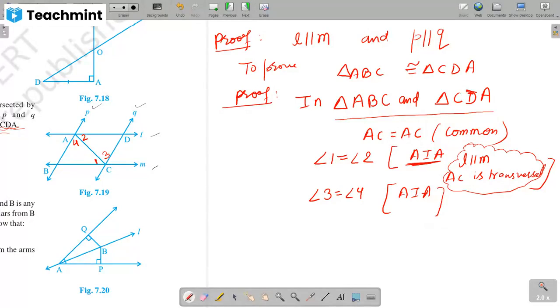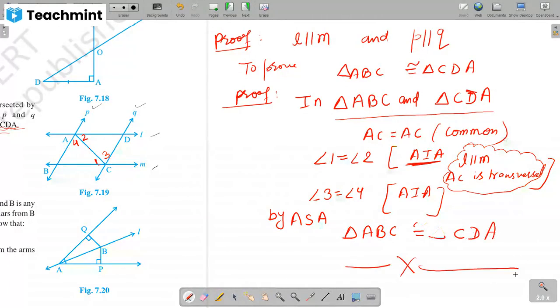So by which congruency rule? Angle, side, angle. Okay. So now we will write by angle, side, angle congruency rule, triangle ABC is congruent to triangle CDA. Proved.